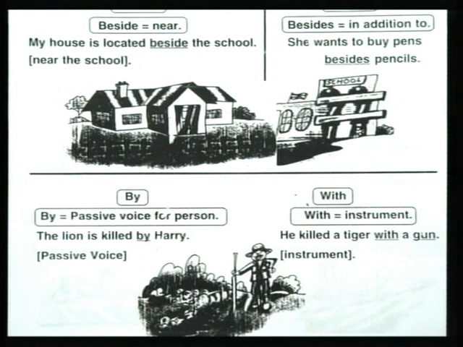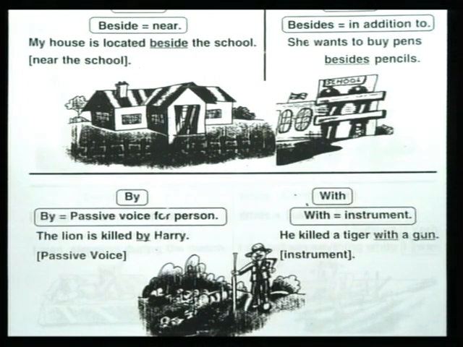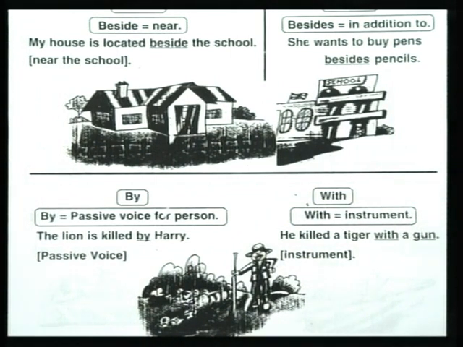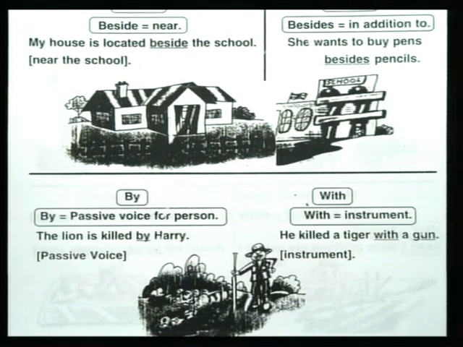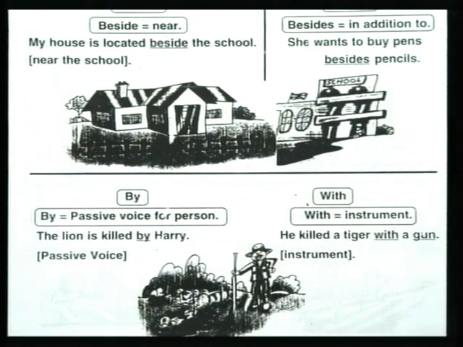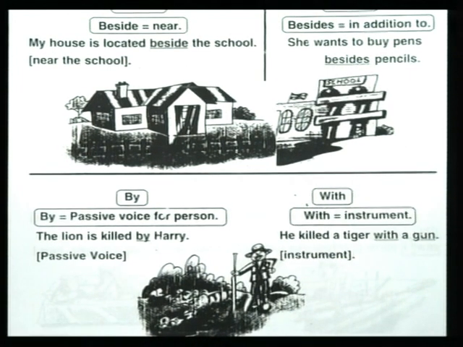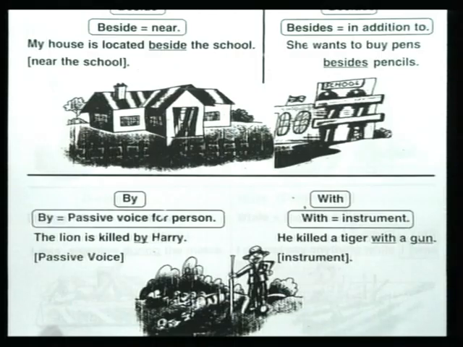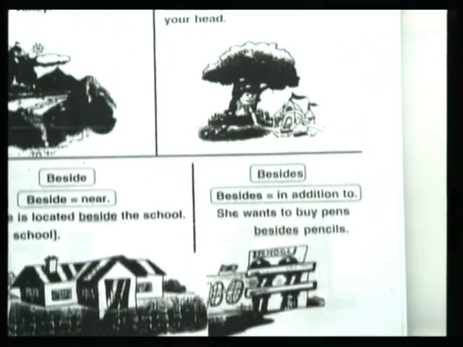Now, with. With, એટલે સાથે. He killed a tiger with a gun. With, this is an instrument. એટલે એનાથી. With, can you come with me to the station? So, with means સાથે અને એનાથી. It has 2 meanings. So he killed a tiger with a gun. So your with shows you an instrument.